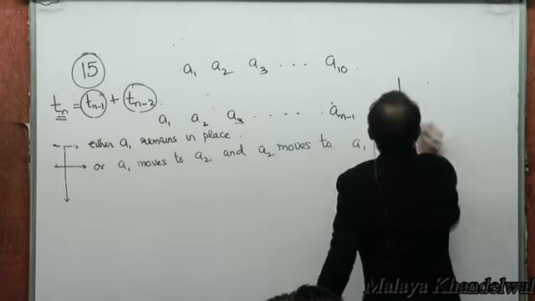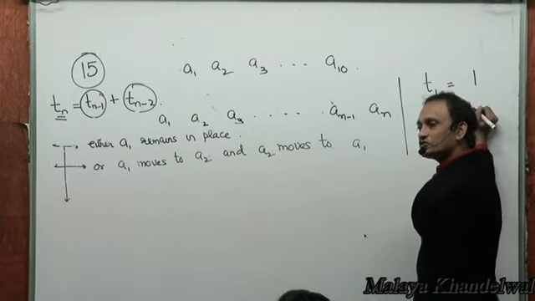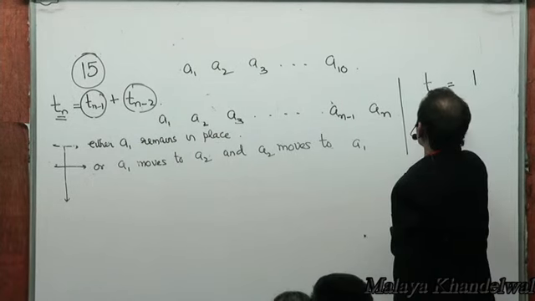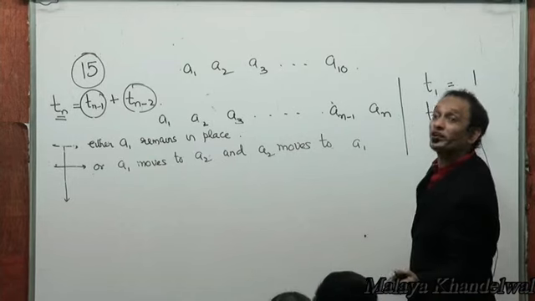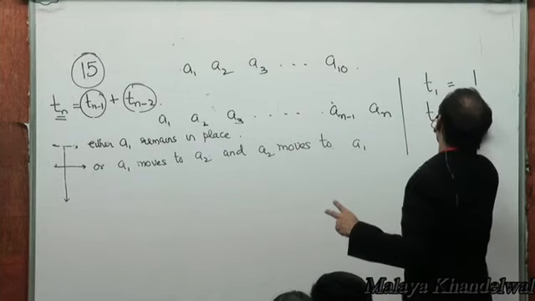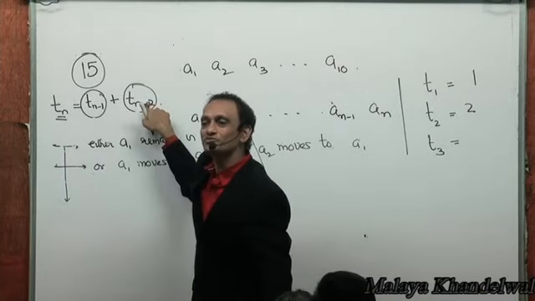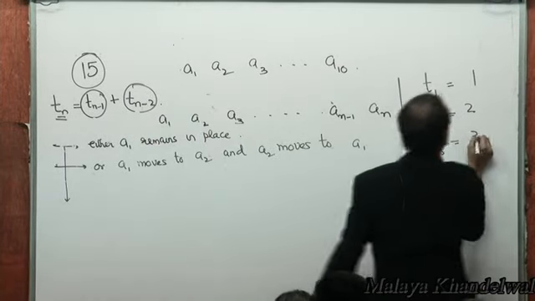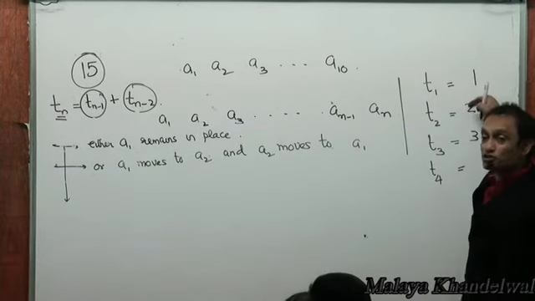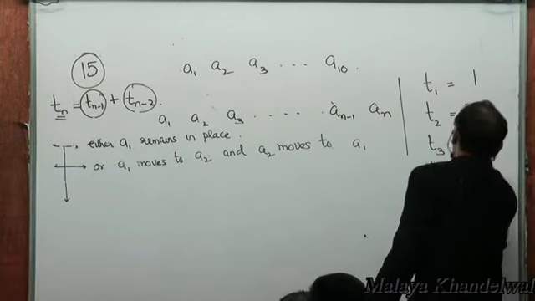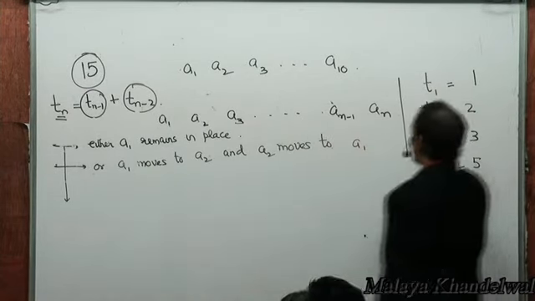Okay. Tell me what would T1 be if there is only one child? There is only one arrangement. If there are two children, AB and BA, how many arrangements? 2. Now, T3 from this rule would be T1 plus T2, which would be 3. T4 would be T3 plus T2 from that rule, so 5.